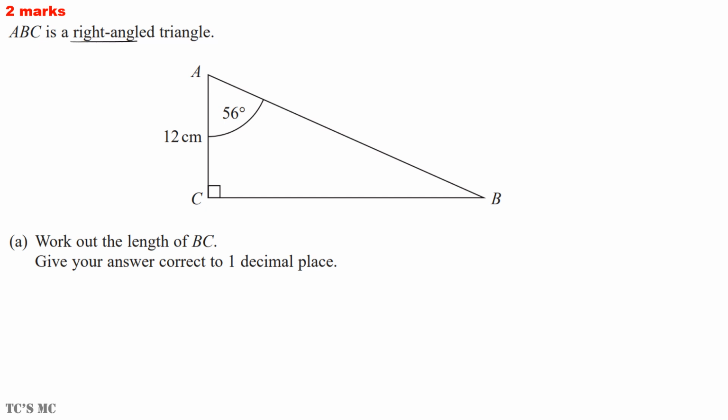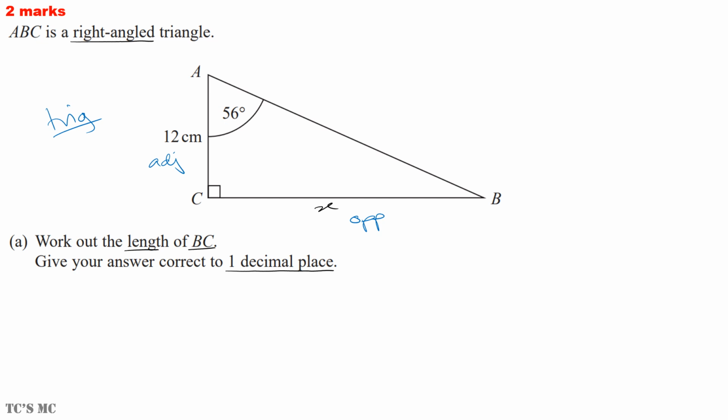ABC is a right-angled triangle. Work out the length of BC. Give your answer correct to 1 decimal place. I am going to call BC x. We are working with 2 lengths and an angle, so that means this is a trigonometry question. We can label x as opposite. We can label the 12 centimeters as adjacent. AB has not been given to us, nor have we been asked to work it out. Therefore, I will not label it.